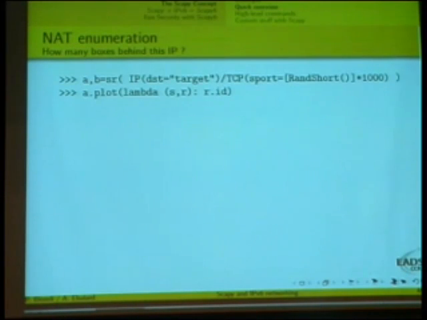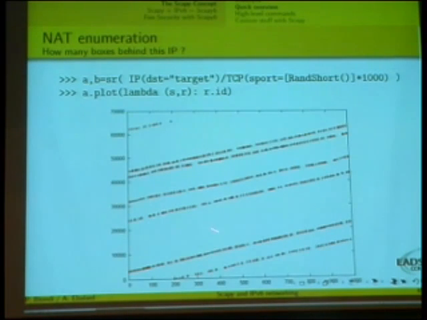Other nice stuff is about the plotting. I will try to gather many IP IDs from a target and then plot them. And if there are many boxes behind it and the IP ID is incremental, I will be able to count them very easily. So this was Yahoo.fr, 6 machines.